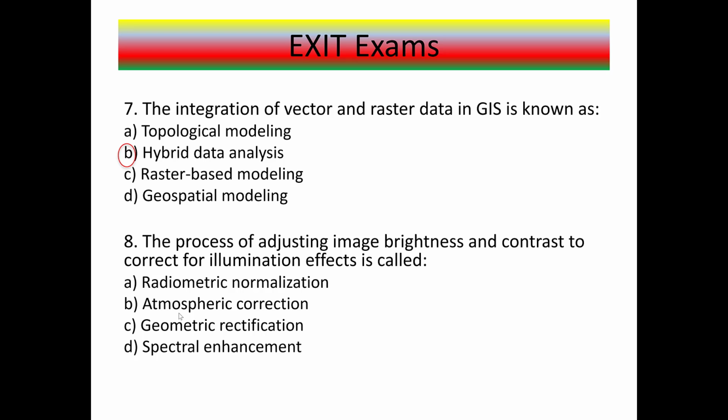Question number eight. The process of adjusting image brightness and contrast to correct for illumination effects is called. So this is among the digital image processing steps, in which we have the pre-processing step. Adjusting image brightness and contrast to correct illumination effects of light is called A, radiometric normalization, B, atmospheric correction, C, geometric rectification, D, spectral enhancement. So the answer is radiometric normalization.